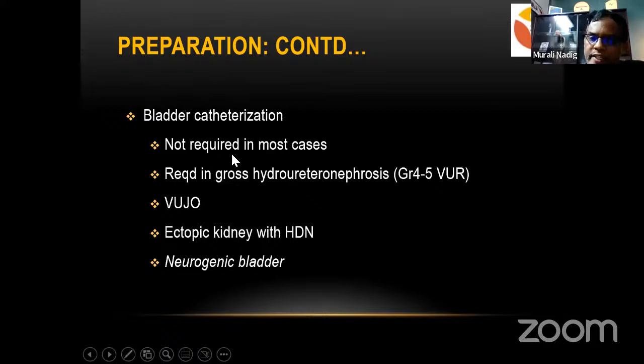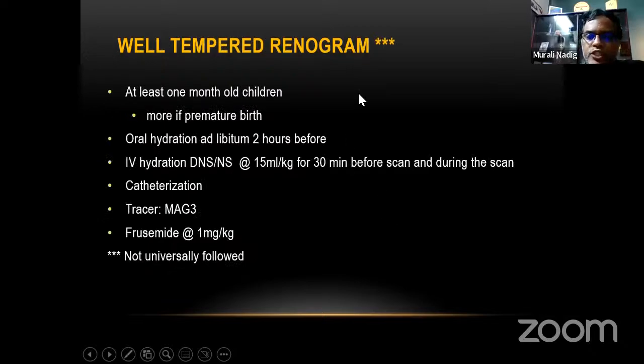Bladder catheterization is not required in most cases. If gross hydroureteronephrosis is there, it is preferred. Or whenever you want to evaluate VUJ obstruction, or ectopic kidney with hydronephrosis, or in neurogenic bladder, bladder catheterization is preferred.